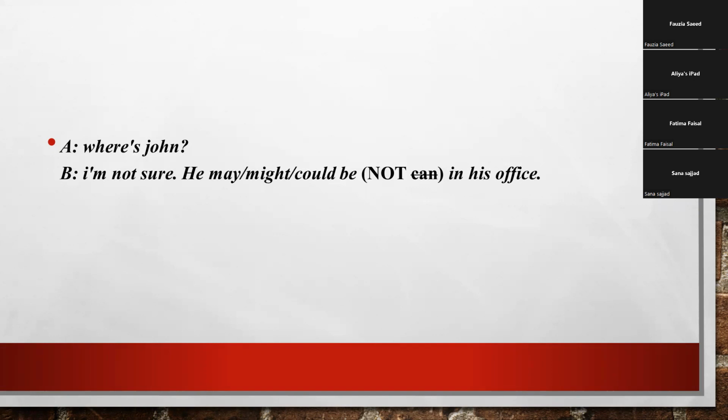Maybe and might be have the same meaning. No, maybe and might be have the same meaning, but might is the past tense. Okay, I will tell you about this further ahead. Okay.